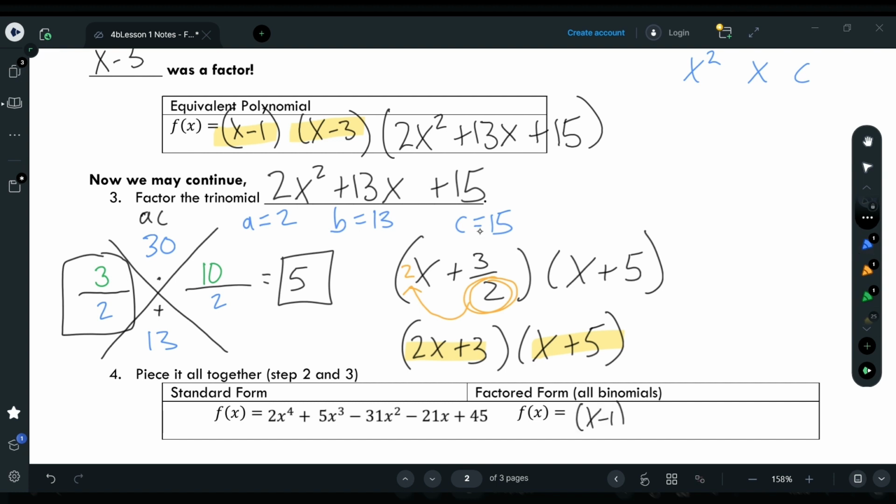x minus 1, x minus 3, 2x plus 3, x plus 5. Okay, there it is. Now, I'm not going to check this on Desmos, but if you wanted to, you could check on Desmos, check that one with the original. Should be identical graphs.